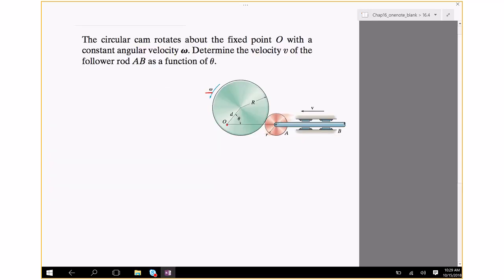As shown, rotates counterclockwise. Determine the velocity v of the follower rod AB as a function of theta. So you're not given numeric values, but you got to find v as a function of theta, and it's okay to write it in terms of the other things mentioned, which is d, r, capital R, and small r.